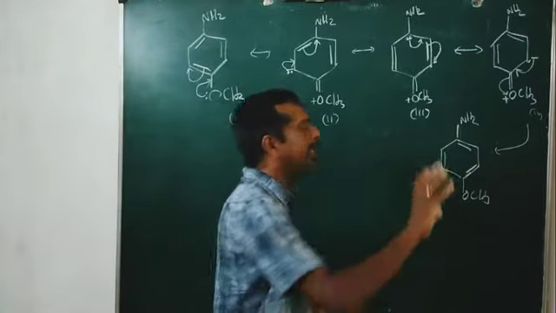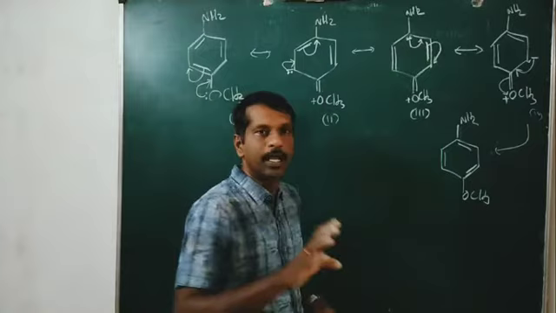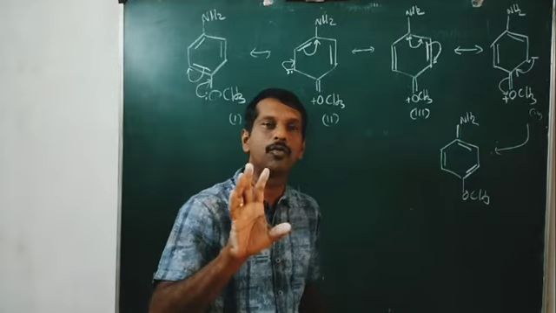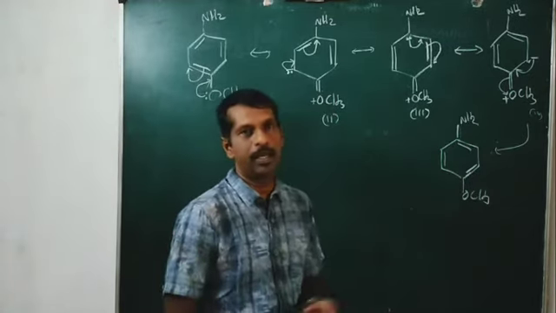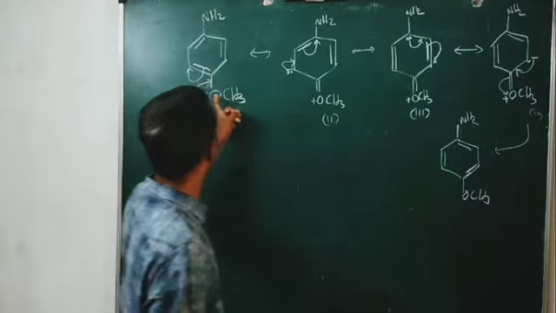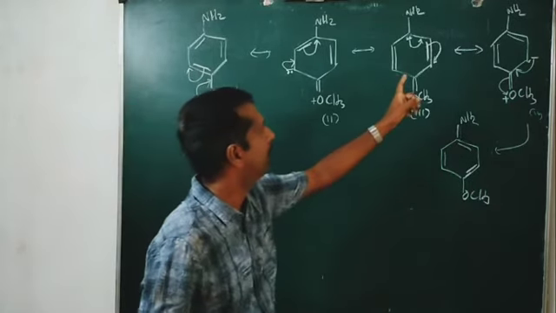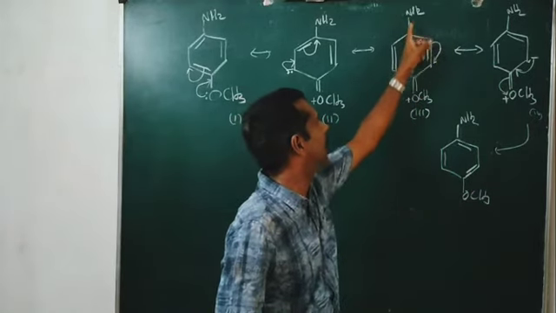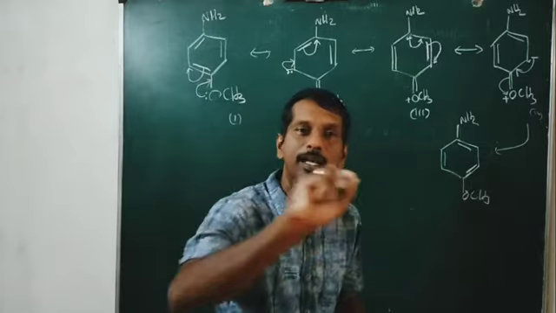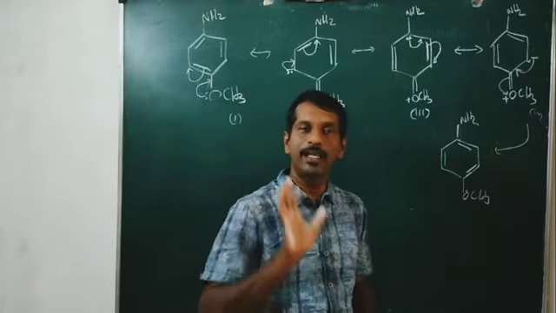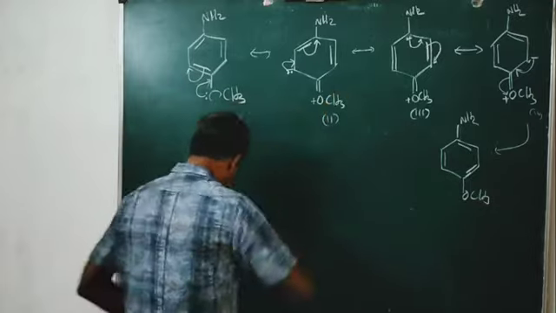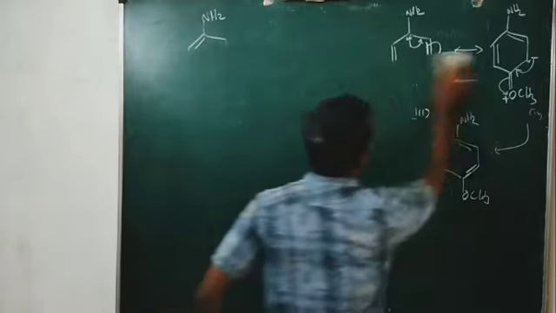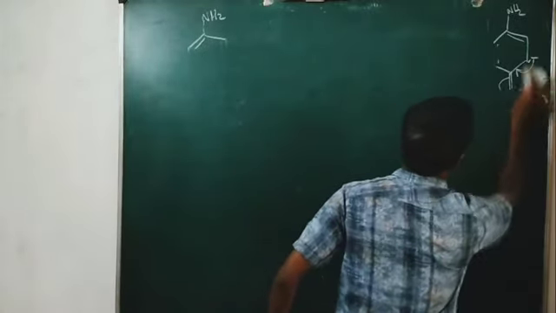Now, such a situation is not present when the electron donating group is at the meta position. When the electron donating group OCH3 is at the meta position, look at it here. When it is at the meta position, this carbon, that means the NH2 group attached carbon, will not get a negative charge, and hence it is less basic. So now let us consider when the OCH3 group is at the meta position.